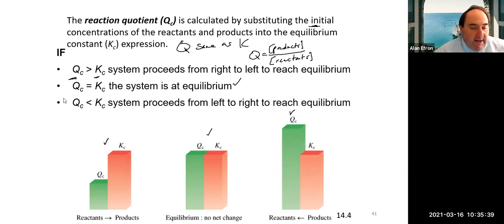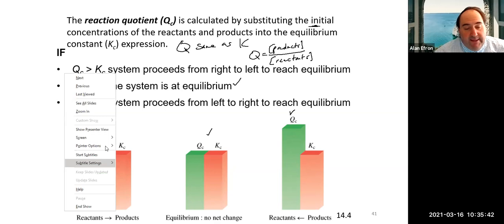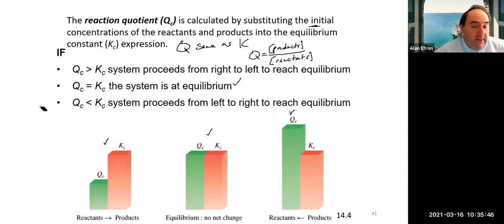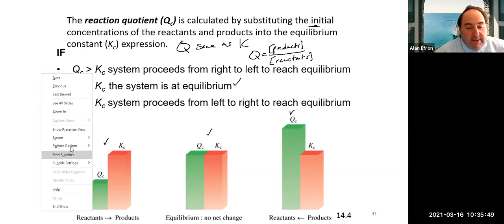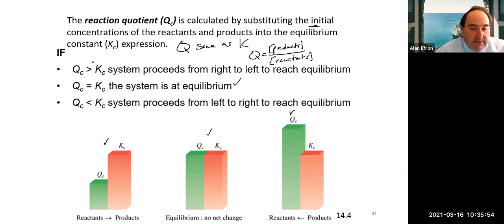If you set it up like this with Q on the left and K on the right, an easy way to remember which way it needs to go to reach equilibrium is by going opposite of where it's pointing. So if it's pointing to the right, it needs to go the opposite way to reach equilibrium. This one's pointing to the left, so it needs to go the opposite way. Obviously, if you flip them around, then it's pointing in the correct direction. But most of the time, we go Q on the left and K on the right, so if it's set up that way, you can remember it in that direction.